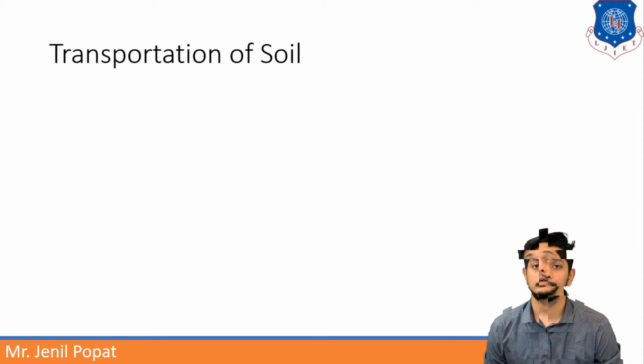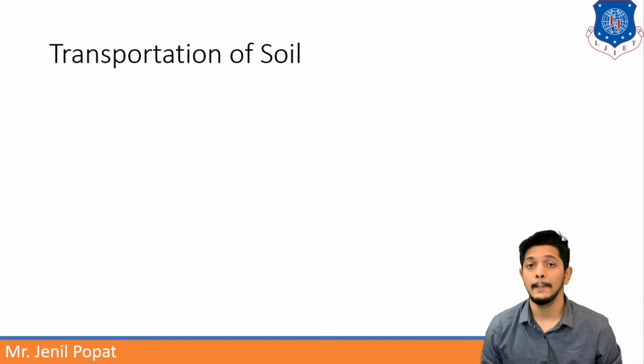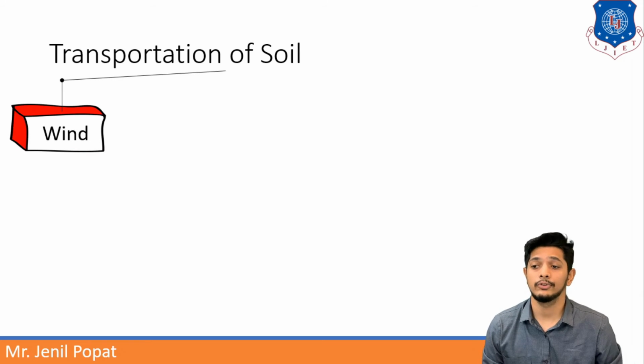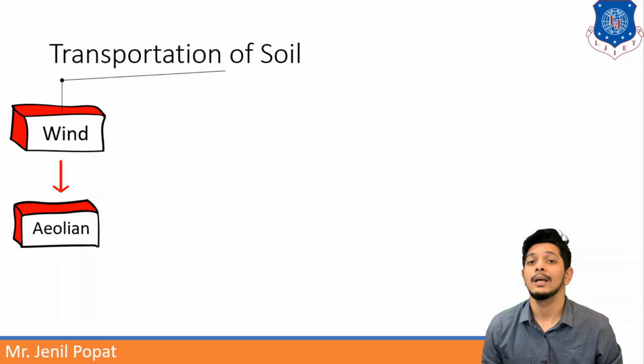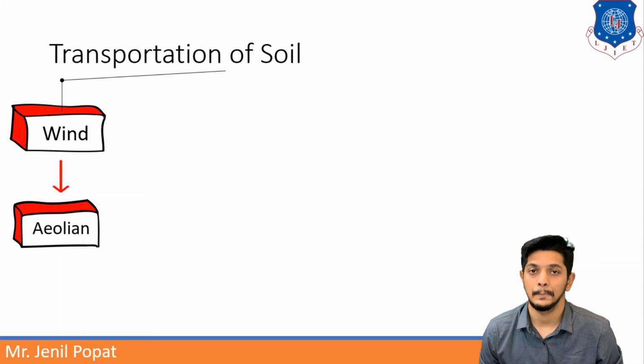Transportation of soil. After erosion of soil, it gets transported through different mediums like wind, water, ice and gravity, and they can be separated by them. If transportation of soil is done by wind, the soils are known as aeolian soils.